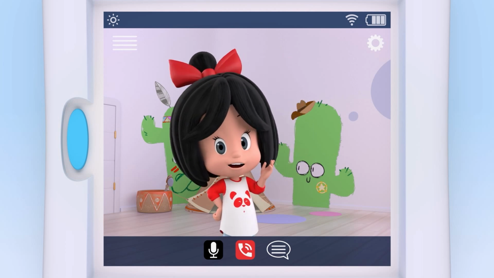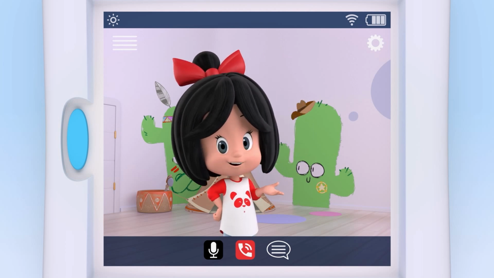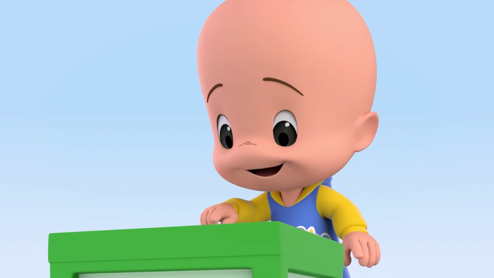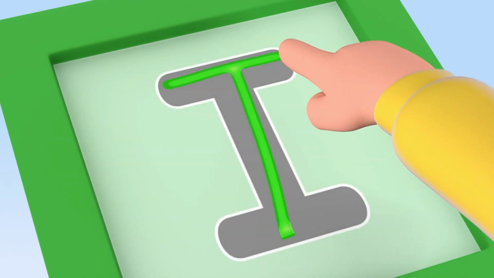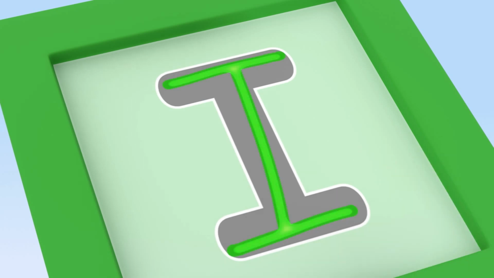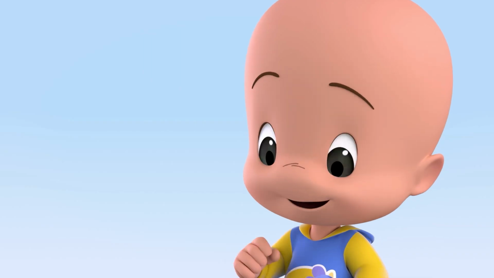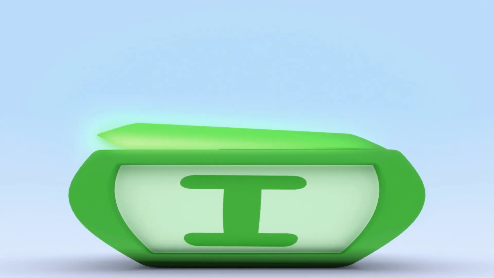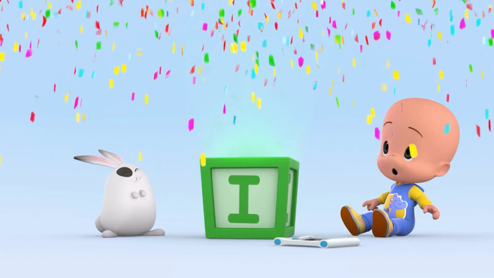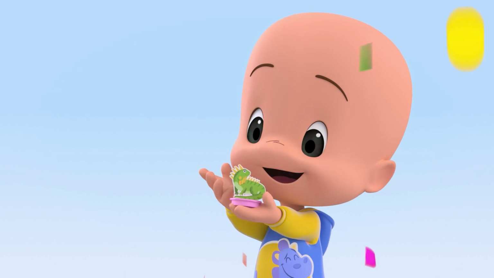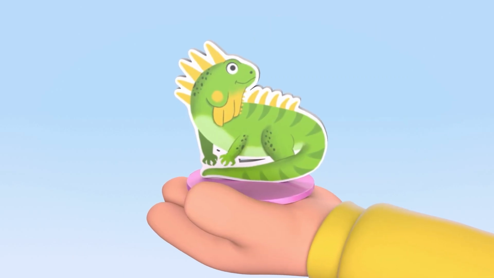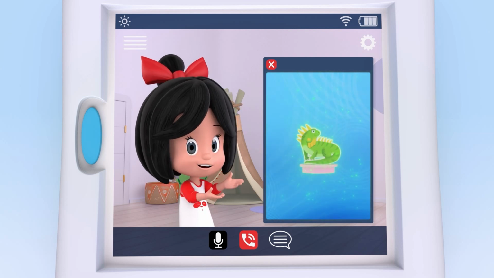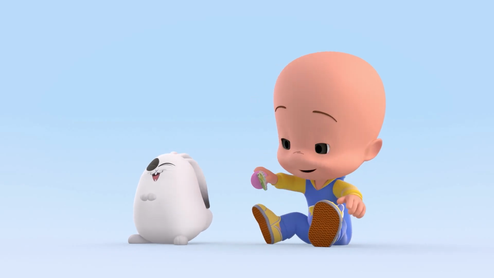Do you know of any animal that starts with an I? I. Iguana. Good, Cuquin. Yes. I is for iguana.